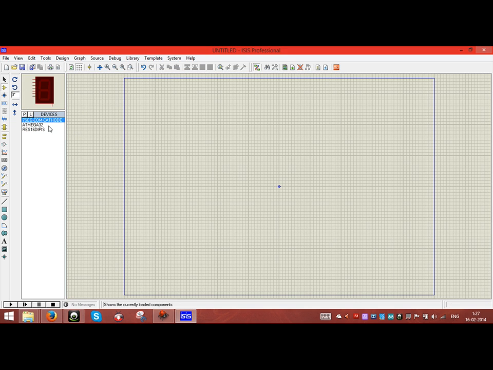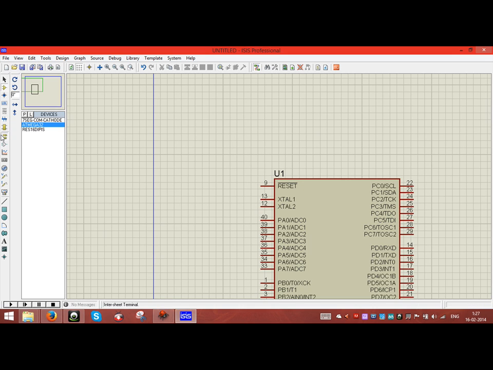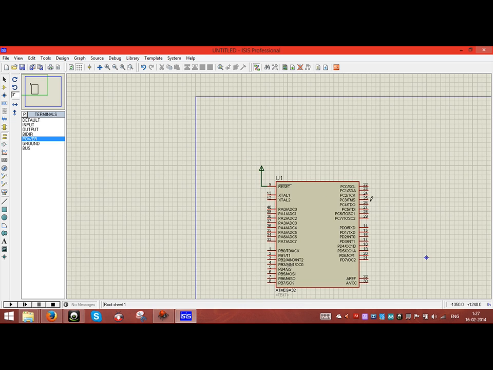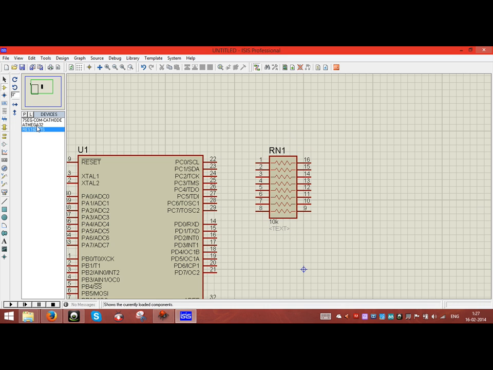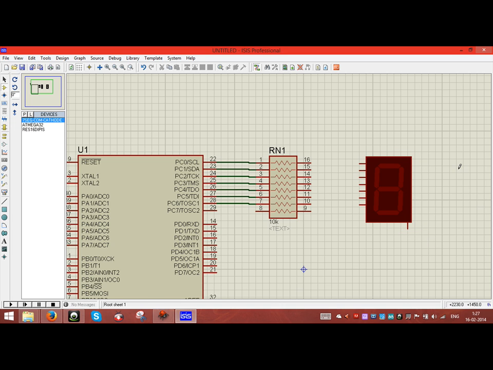I'll have the Atmega. I'll make sure the power is given to the reset pin. The 7-segment display is connected to the port C of the microcontroller via an 8-way resistor network. We'll have some two segments.